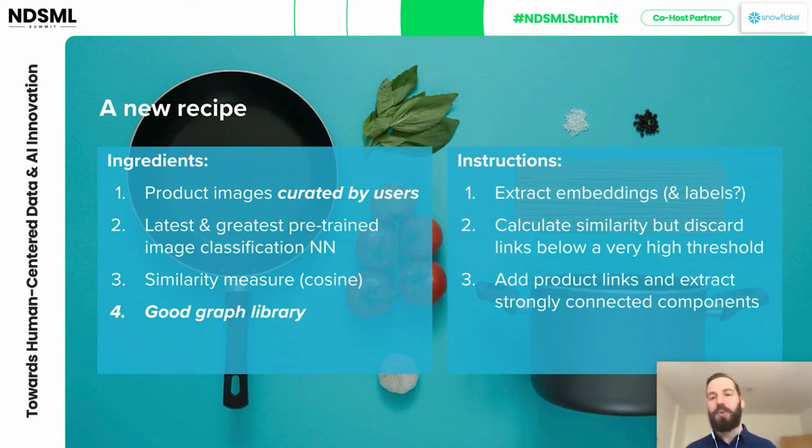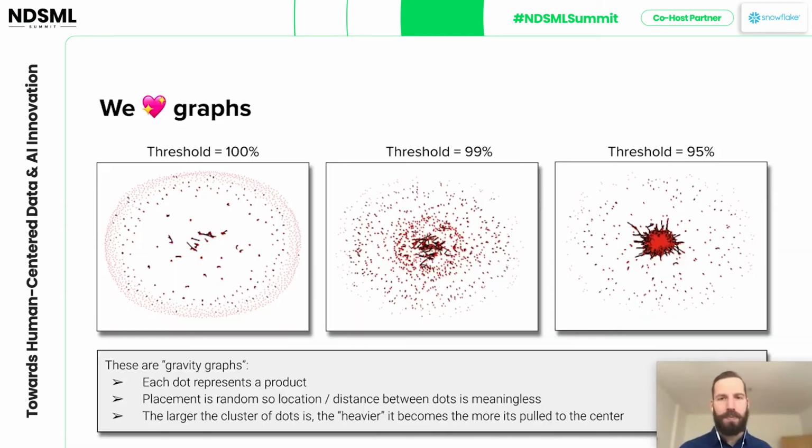And then we extract something called a connected component, which is a very, very simple way of doing clustering. Basically, you look at all the things that have some similarity to one another, usually above a very high threshold, and just extract these groups without thinking too much about densities or too many complicated things. And we had really, really interesting results.